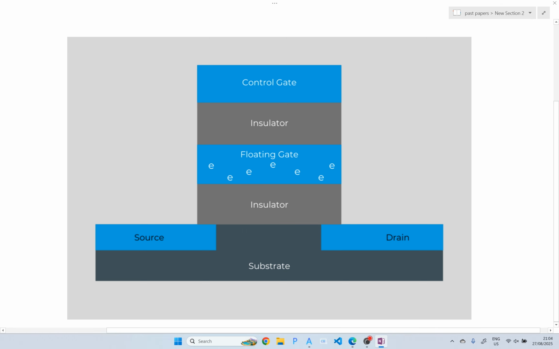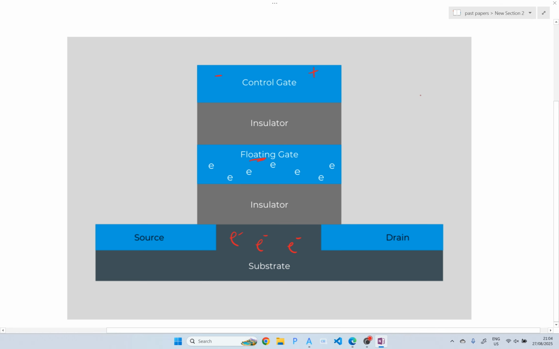Now, of course, this is going to have electrons, so I'm just going to write E minus for these electrons. Now you're going to have the control gate. The control gate can have a charge, either a positive charge or a negative charge, and basically this can be controlled. So either we can make this positive or we can make it negative. Now this here, the floating gate, basically corresponds to a bit. Which way it is doesn't really matter.